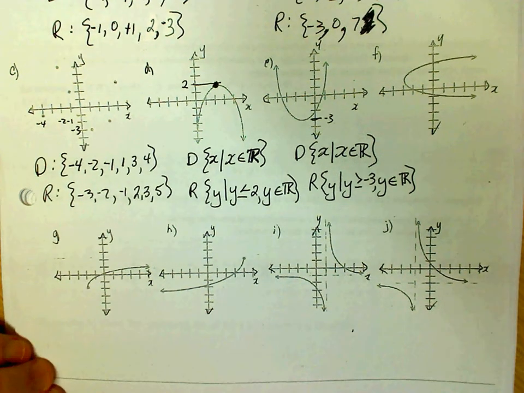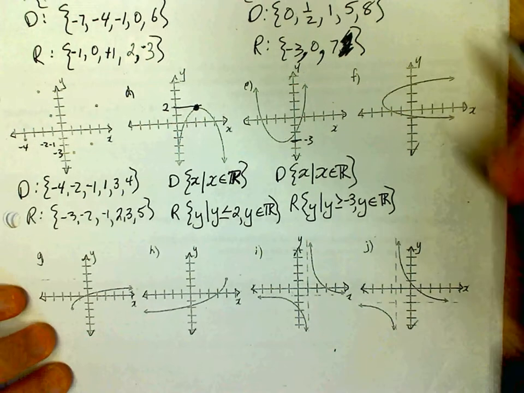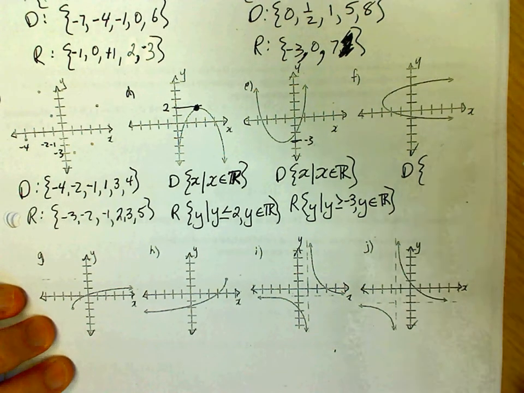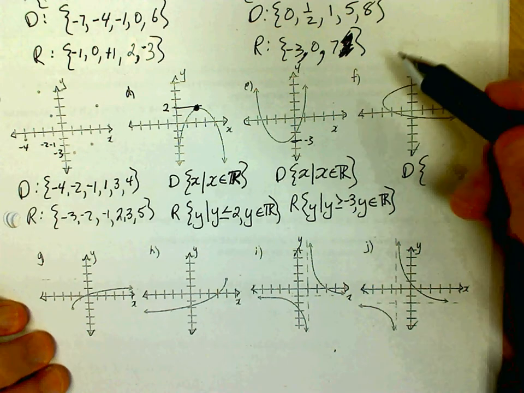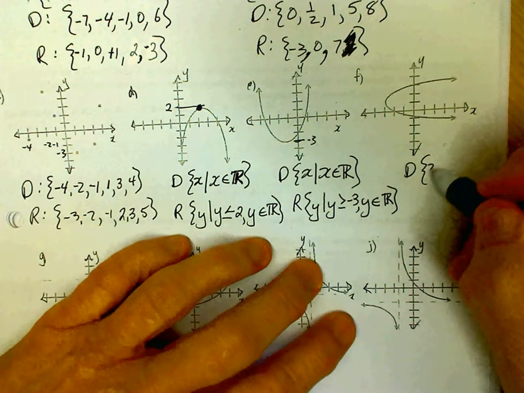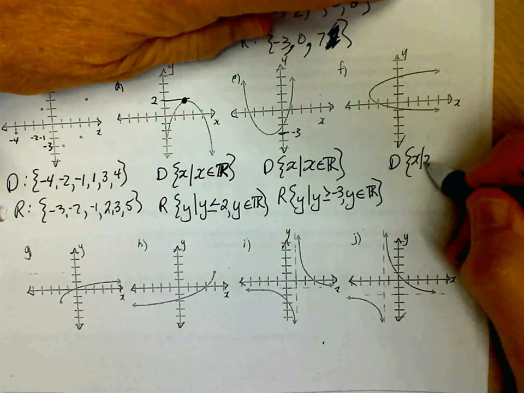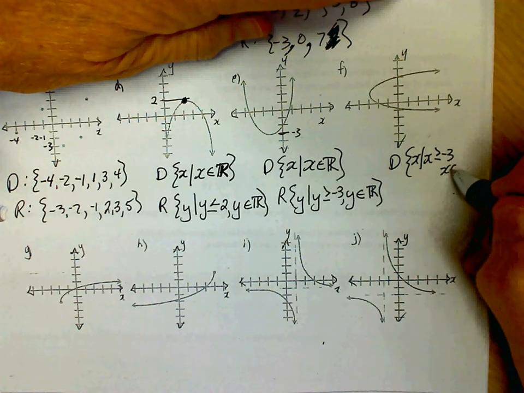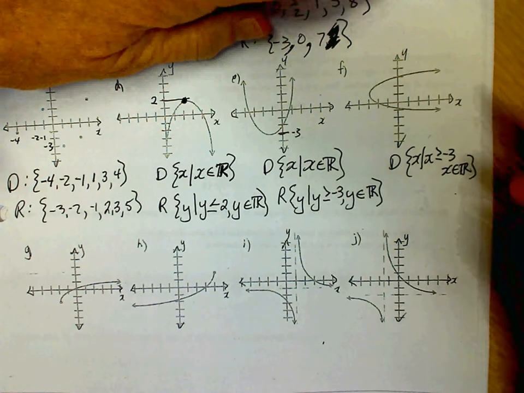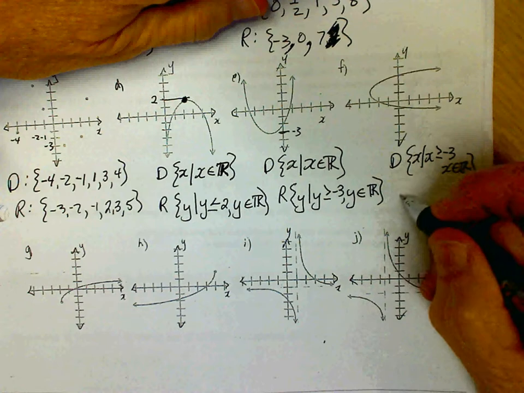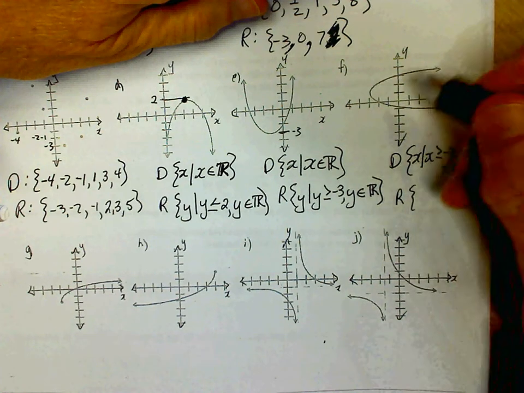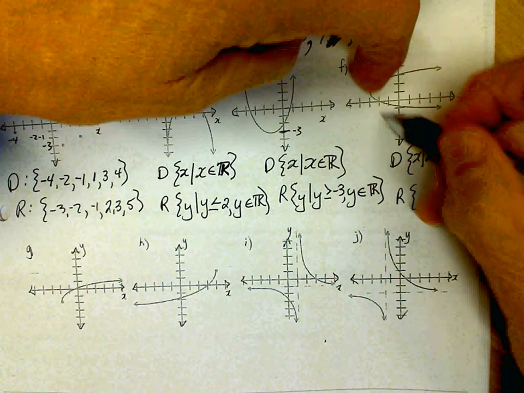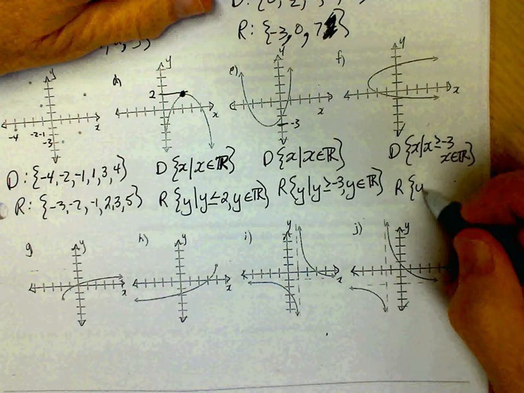Okay, tell me, what's our domain on this one? X such that x is greater than or equal to -3. X is an element of real numbers. And what can y be? This stretches forever and ever, right? Y such that y is an element of real numbers. Y can be anything.